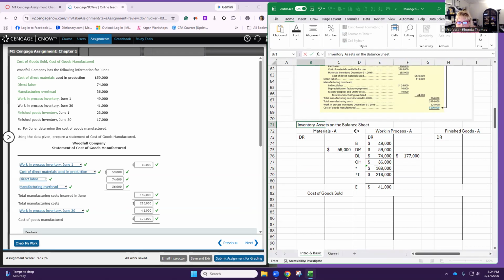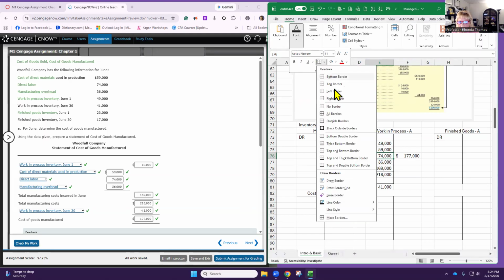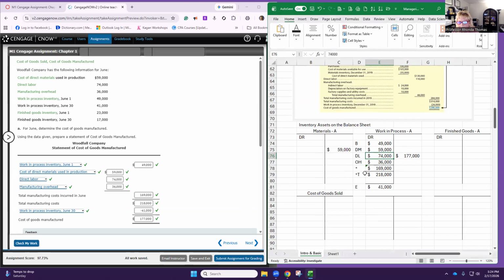Okay, so we start with the beginning balance of 49,000. Direct materials is 59,000. Direct labor is 74,000. Overhead is 36,000. And then that adds up for the month. Okay, so this is the month of June. I forgot to put that down. Okay, it is June.